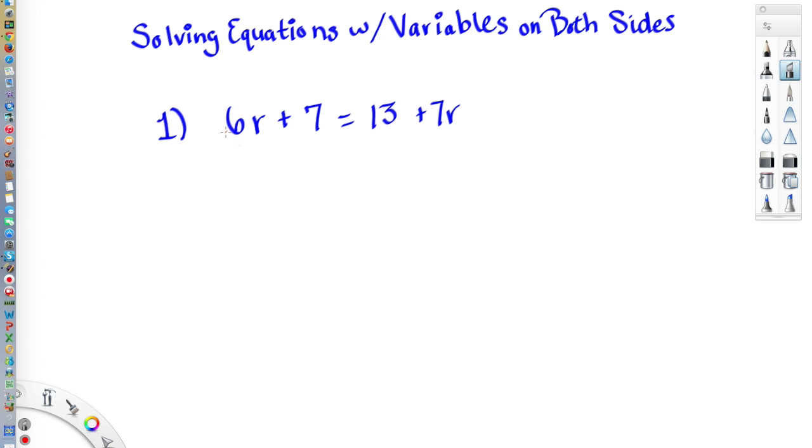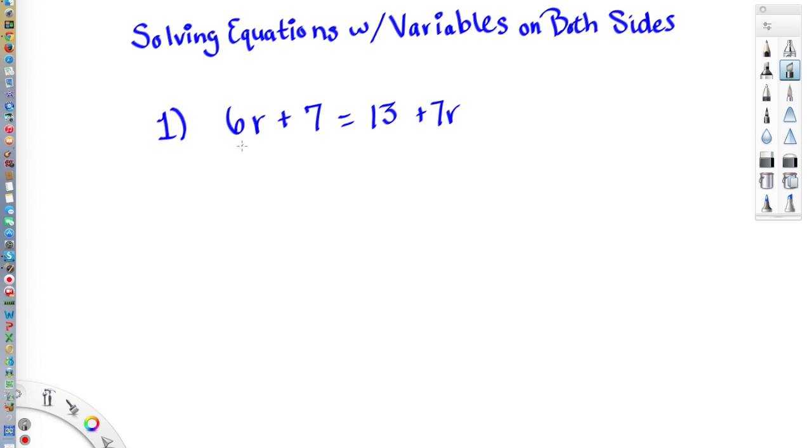Here we have 6r plus 7 is equal to 13 plus 7r. We can see that we have a variable on both sides. And when we have the variables on both sides, we need to remove the variable from one side and leave it on the other in order to isolate it. Because as long as we have variables on both sides, we cannot isolate the variable, which means get it all by itself on one side of the equal sign while having all of the numeric data on the other side.